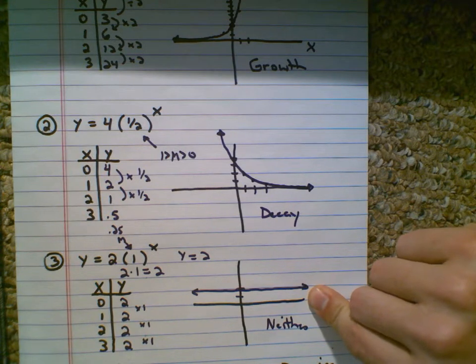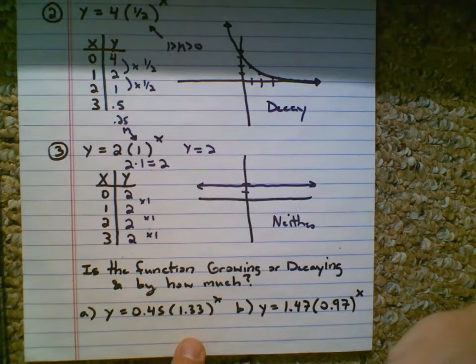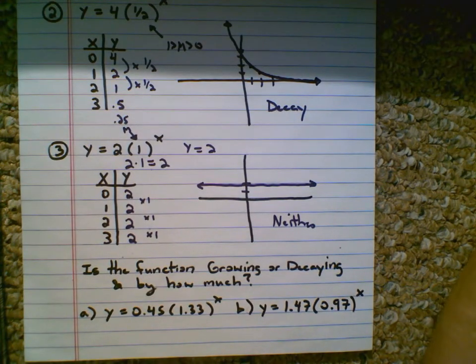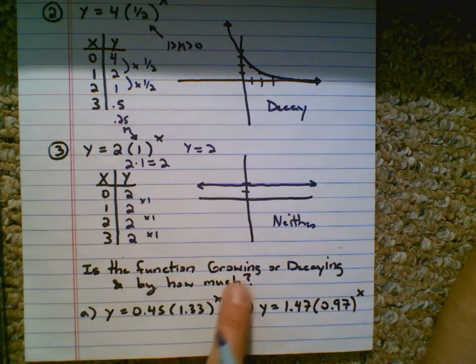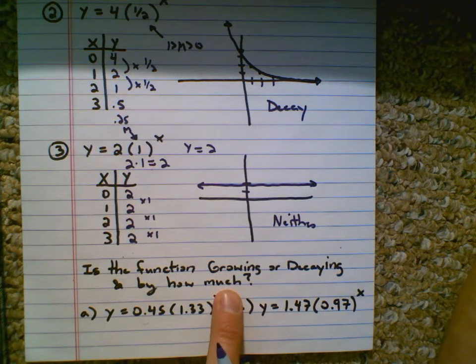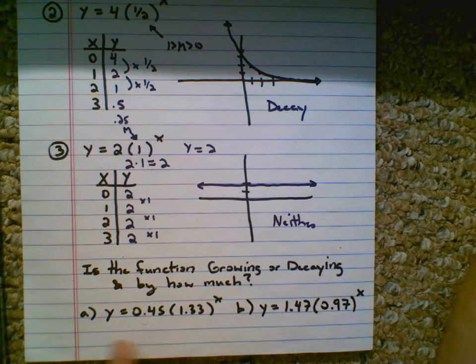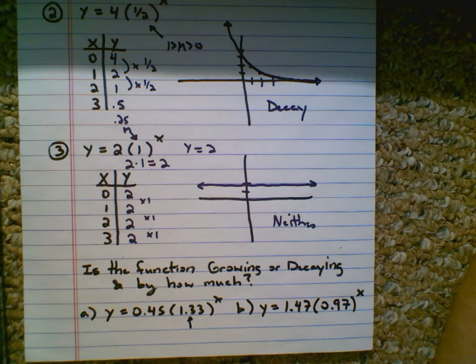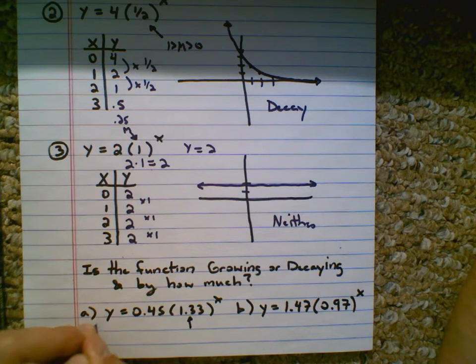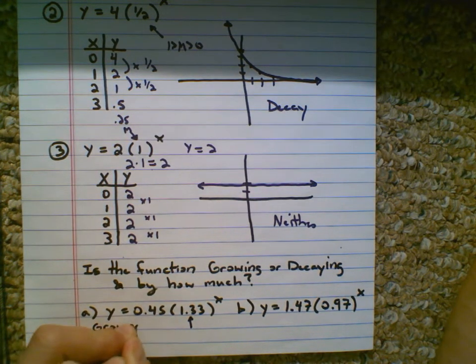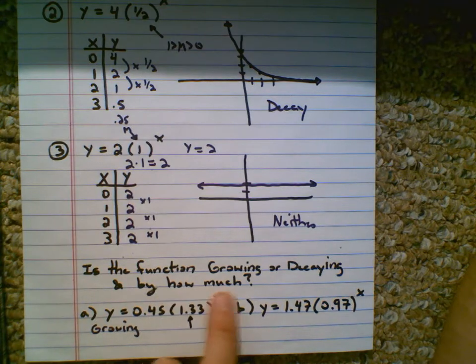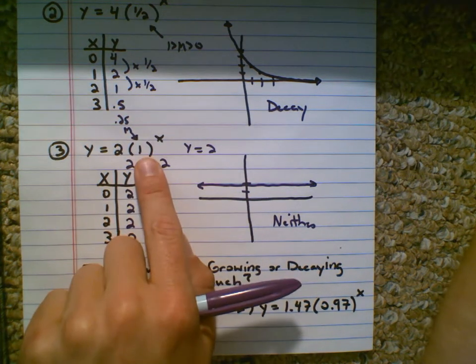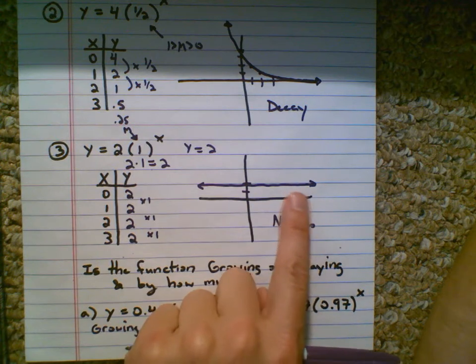Now, this is useful because we get questions that ask us how much something is growing or decaying. So it says, is the function growing or decaying, and by how much? So let's look at 2 examples here. In A, I look at my multiplier, the thing that I'm multiplying by, and I ask myself, is that bigger than 1? Well, it's 1.33, which is greater than 1, so yes, I know this is going to be growing. Now, it also wants me to know by how much. This is where the 1 comes in handy. I know it doesn't grow or decay when I'm at a 1 value.